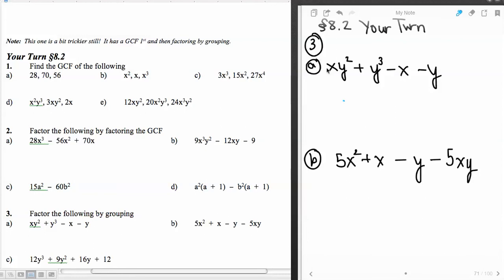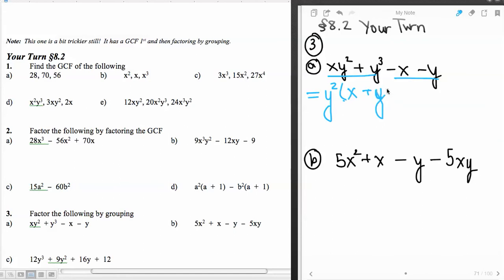All right, continuing problem number 3 from the Your Turn section 8.2. We're factoring by grouping this time. So I'm going to go ahead and underline, get those two grouped together. So out of the first two, I'm going to take the GCF of a y squared, leaving me with an x from the first term and a y from the second term.